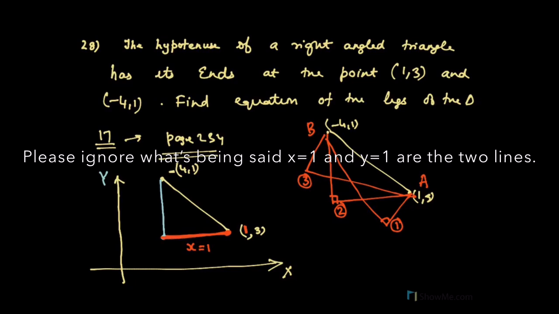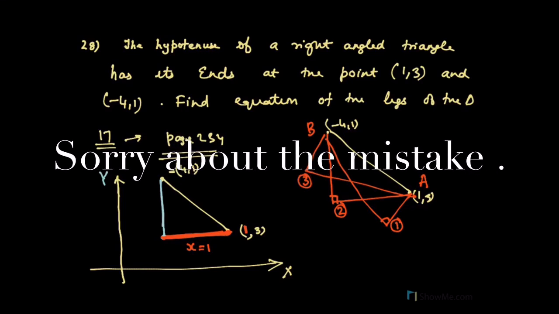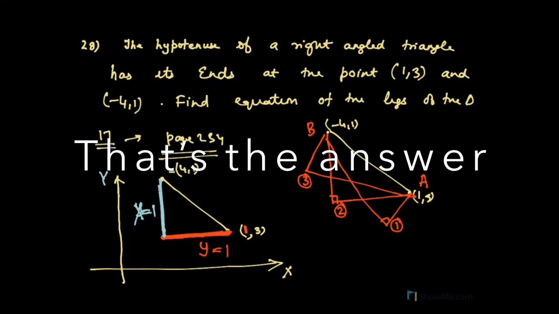So these are the two lines, one of them parallel to the x-axis and the other parallel to the y-axis. The red line is going to be y is equal to 3 and the blue line is going to be x is equal to minus 4. Stick to those. So that's how we do the 28th question. A correction: the vertical line should read x is equal to minus 4, and the red line equation should read y is equal to 1.